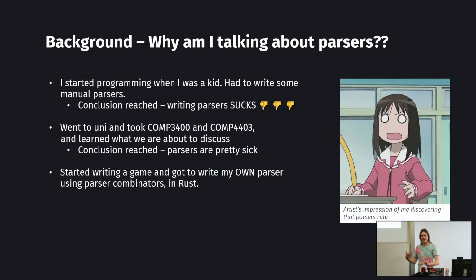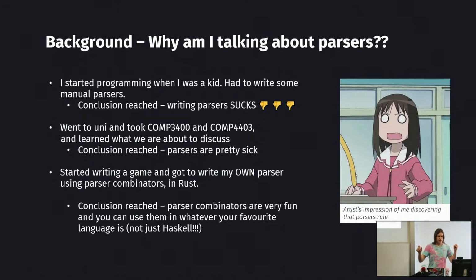I started later writing one of my own projects, which was a video game. And to parse the format for the levels, I had to write my own parser. I was writing this in Rust, and I used a combinator library called nom, which we're going to be having a look at later. And I concluded that parser combinators are really fun, and that you can do them in anything, not just Haskell, which is where I learned it. Haskell's a functional programming language. We're not going to actually be talking about Haskell today, but we're going to be talking about some things coming from such languages.